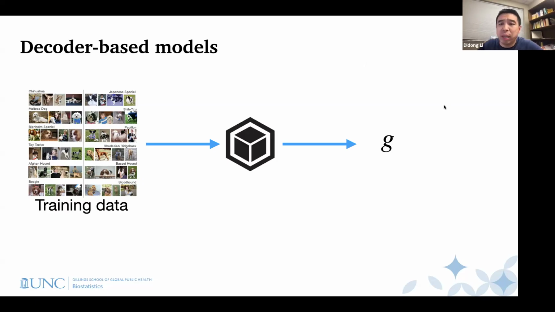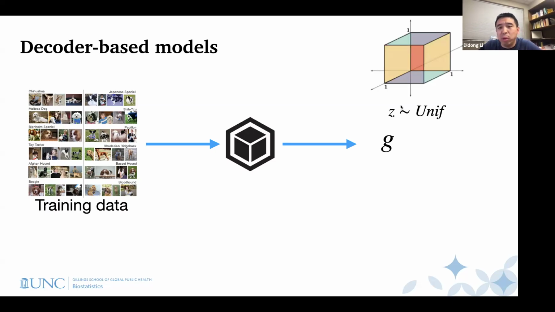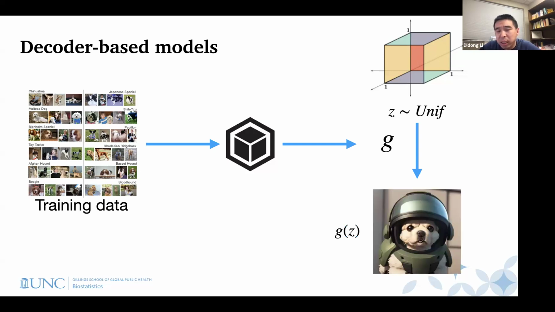For example, you can choose a simple latent space. Here I show a 3-dimensional cube. That's easy. I also choose a latent distribution. For example, a uniform distribution. It's probably the simplest example here. Then I sample a random variable Z from this uniform distribution. I just apply the function G to this Z. And the resulting random variable G(Z) is exactly what I want. It's just an image I want to generate.